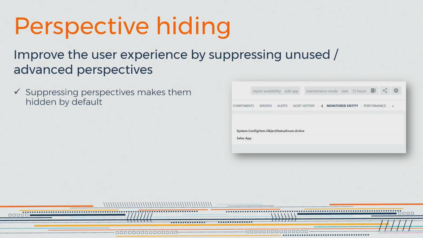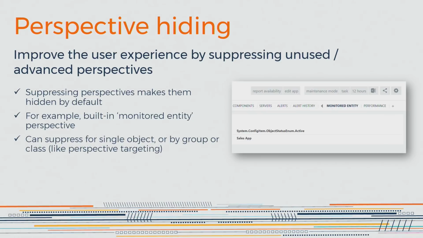So you can now do that. You can suppress perspectives, which essentially makes them hidden by default. A good example there is the monitored entity perspective that is there for every single object you drill down into. It's the raw SCOM view. It's great as a backup. It's great if you are a SCOM administrator and understand what you're looking at. But it's probably an advanced view for many users and can be confusing, especially if you're looking at something top level like an enterprise application where the monitored entity view doesn't really hold much useful information for you. So that's an example of a perspective that you want to suppress and make hidden by default.